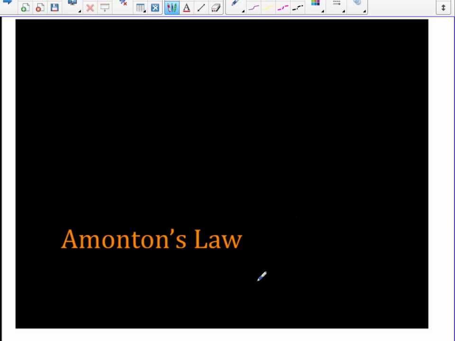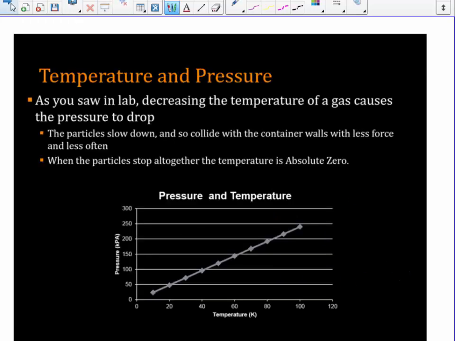And what you guys saw in lab and what Amonton figured out was that temperature and pressure go together. If you increase the temperature of a gas, then the pressure is going to go up. If you decrease the temperature of a gas, the pressure is going to drop. And it follows this nice linear relationship. Your data might not look quite this linear, but it should have been fairly close to a straight line.